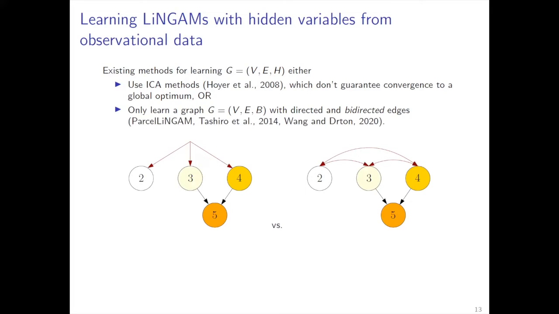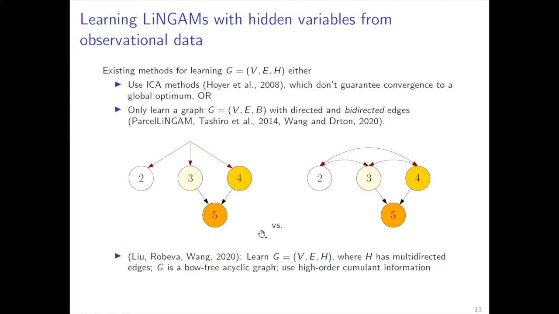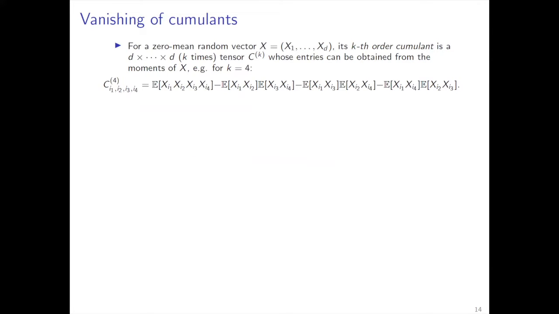So for example, we can distinguish these two cases. These existing methods either can learn this kind of case, but they don't necessarily converge, or they only learn this case. So what we did was use some very simple algebraic constraints to improve this case to this case. I'll try to explain very simply how we do this.